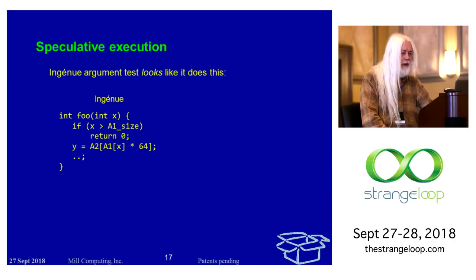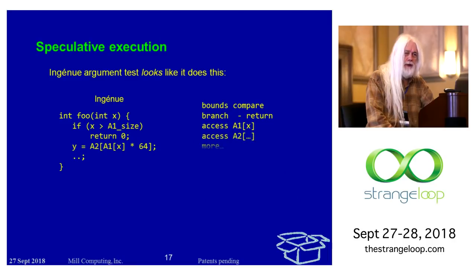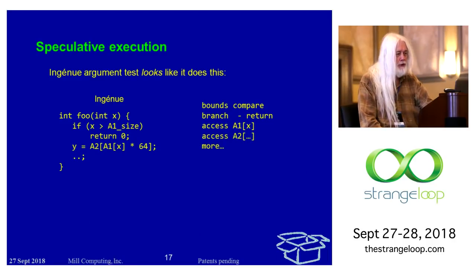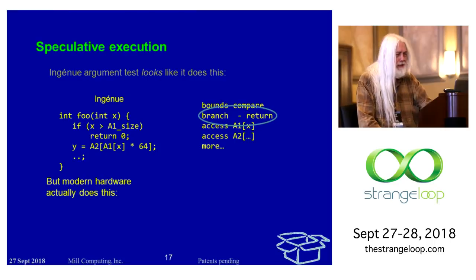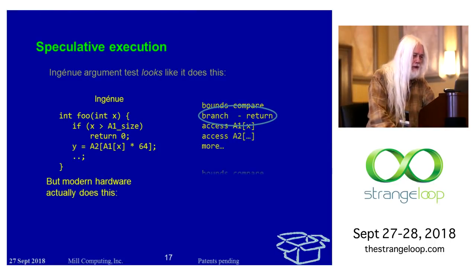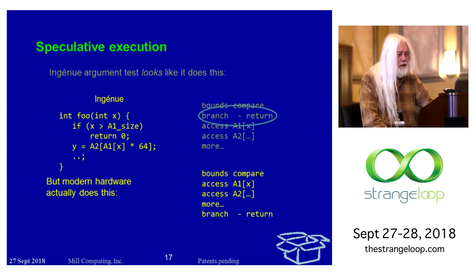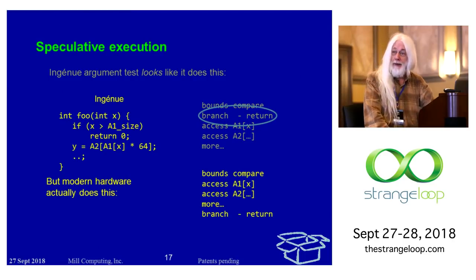A test looks like it does this. First, it compares the bounds, then it branches and possibly returns. Then it does the access of A1 and the access of A2 and whatever else it does. That branch is what would make things safe. Unfortunately, modern hardware doesn't actually do this. What it does is the bounds compare, then it does the accesses, and maybe a whole bunch more, and only then does it do the branch and verify that you are, in fact, within bounds.